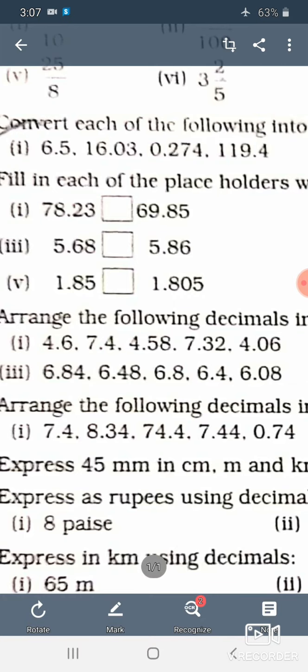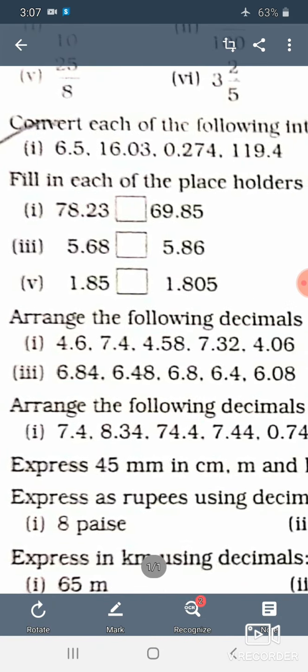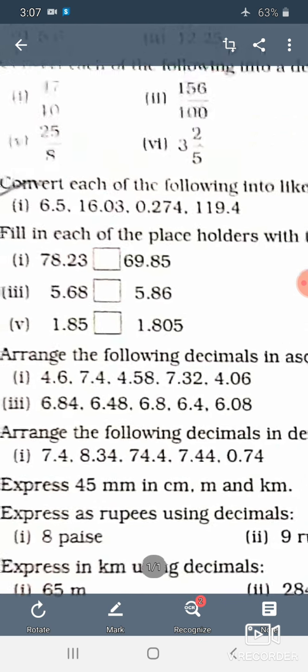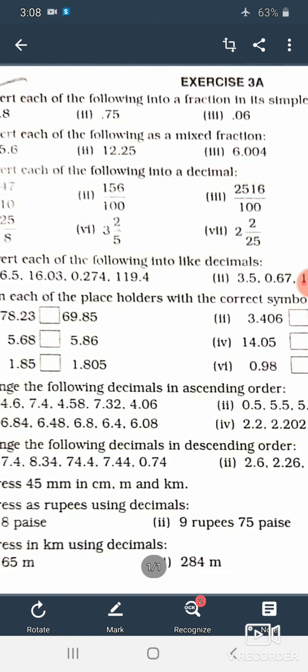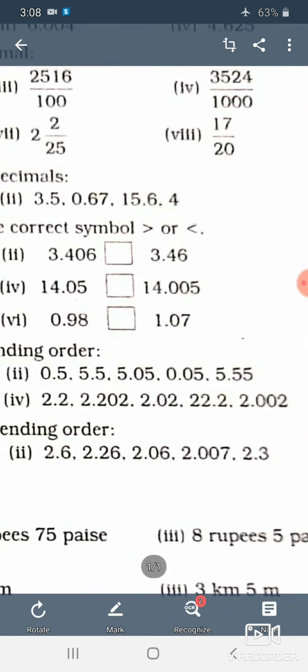Let's move forward. Let's solve the seventh number. Arrange the following decimals in descending order. And this also we will solve the last one, that is this one. In this one, first of all we have to write the greatest, then lesser, then lesser, then lesser, and at last the least. So let's begin.